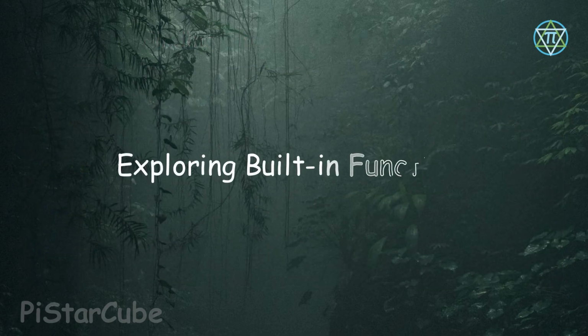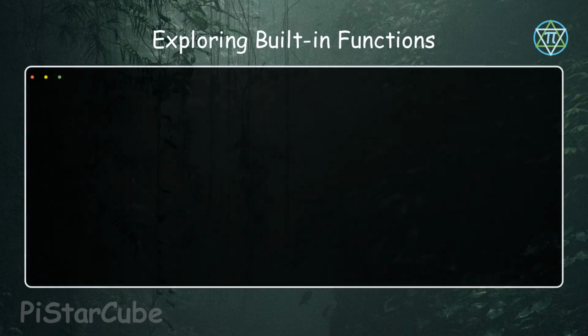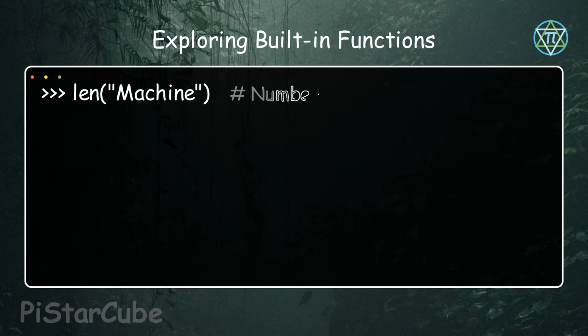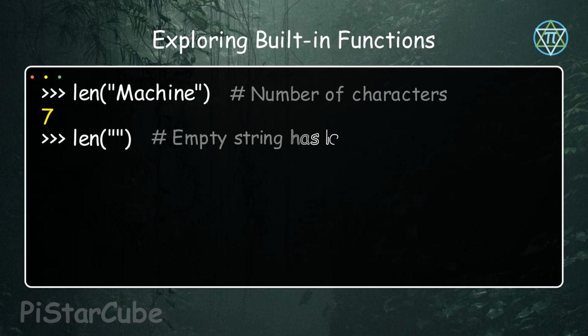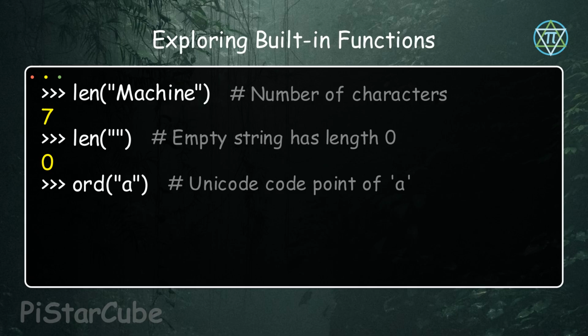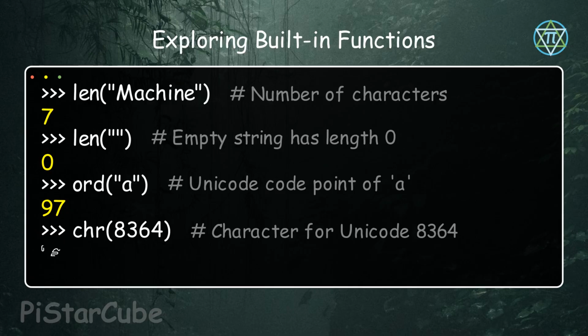Let's explore some built-in functions for strings. First up, len tells you how many characters are in a string. Like machine has 7 letters while an empty string has 0. Then there is ord, which gives you the number code of a character. In this case, A is 97 and chr does the opposite. It takes a number and gives you a matching character like 8364 turns into a euro symbol. These functions help you work with strings in different ways behind the scenes.